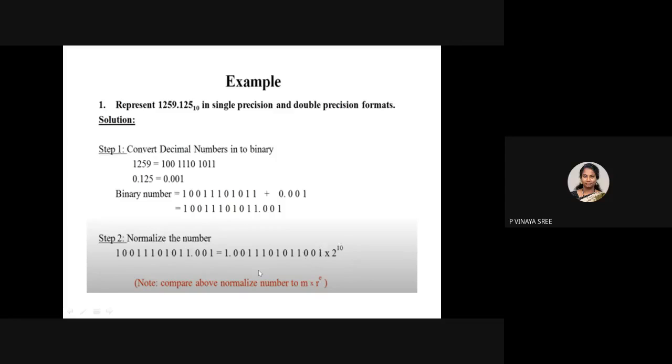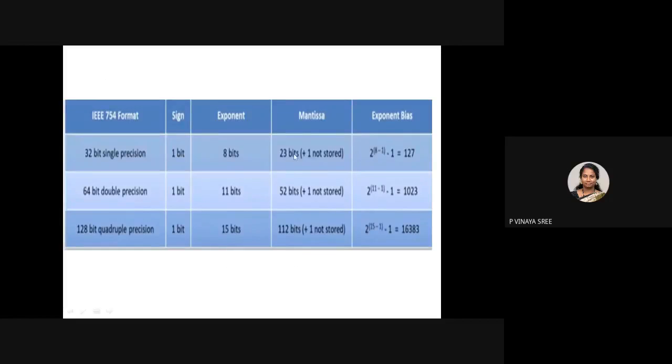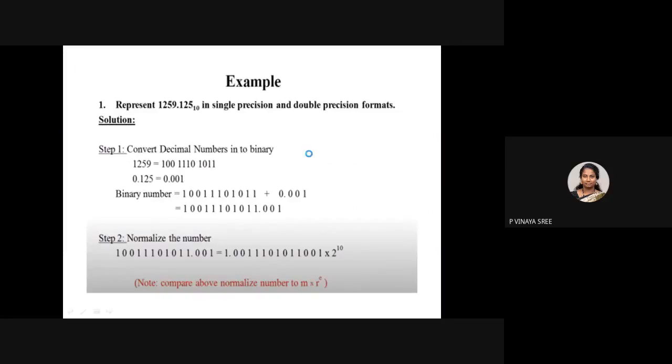Now, try to listen carefully. This integer part 1, we are not storing. Just now I said, this plus 1 is not stored. This one. Internally the system knows that the integer part will be 1 by default, so instead of unnecessarily storing it, it will not store it.